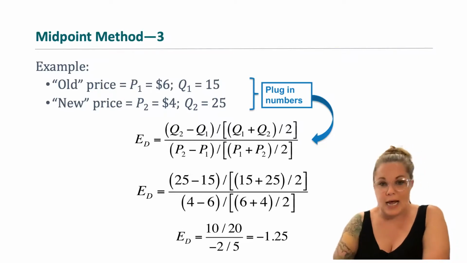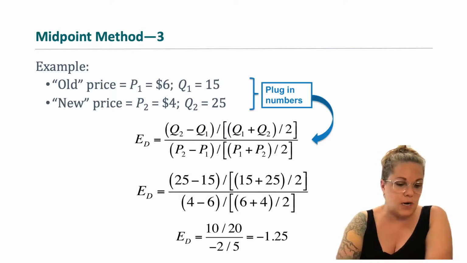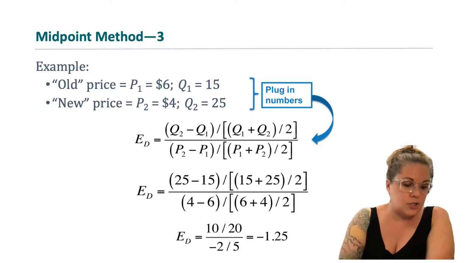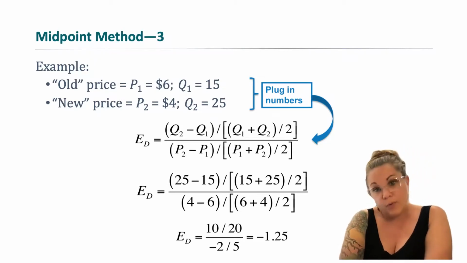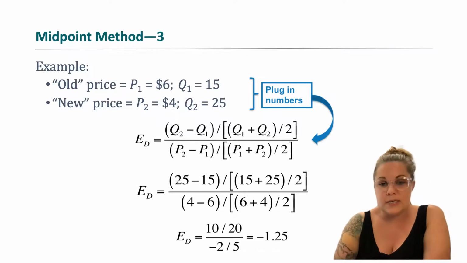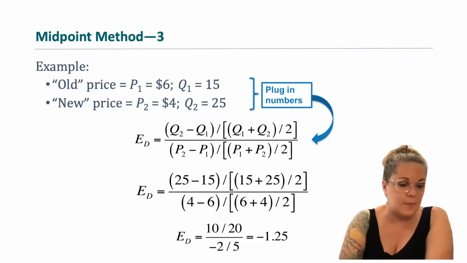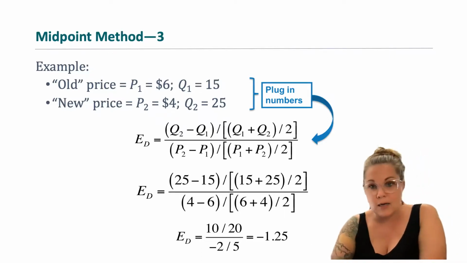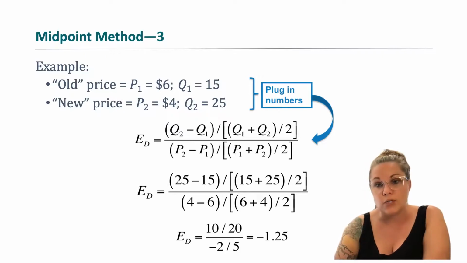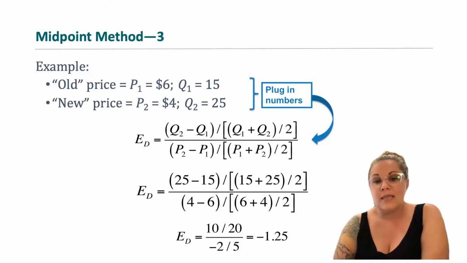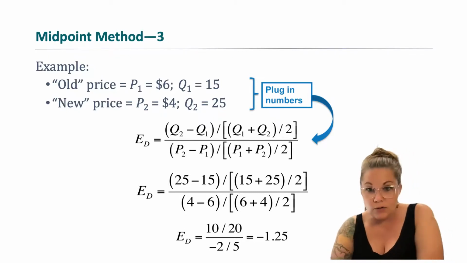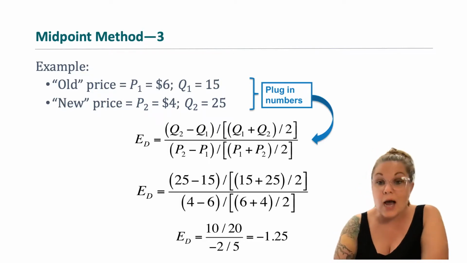When we put this into our calculator, 10 divided by 20 is 1/2. That's in the numerator. In the denominator, -2 divided by 5 is negative 0.4. And so we take 0.5 on the top divided by negative 0.4 in the bottom, and we get negative 1.25. This tells us, first, the negative is the direction. When prices went down from 6 to 4, quantity went up, right? So they moved in opposite directions. That's what the negative sign tells us.